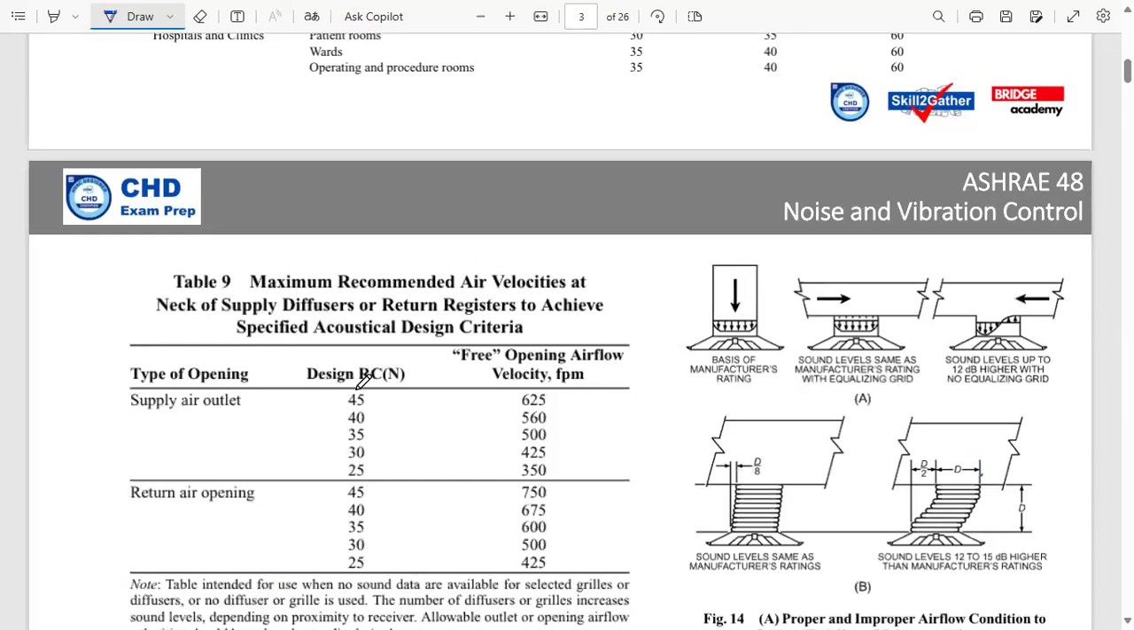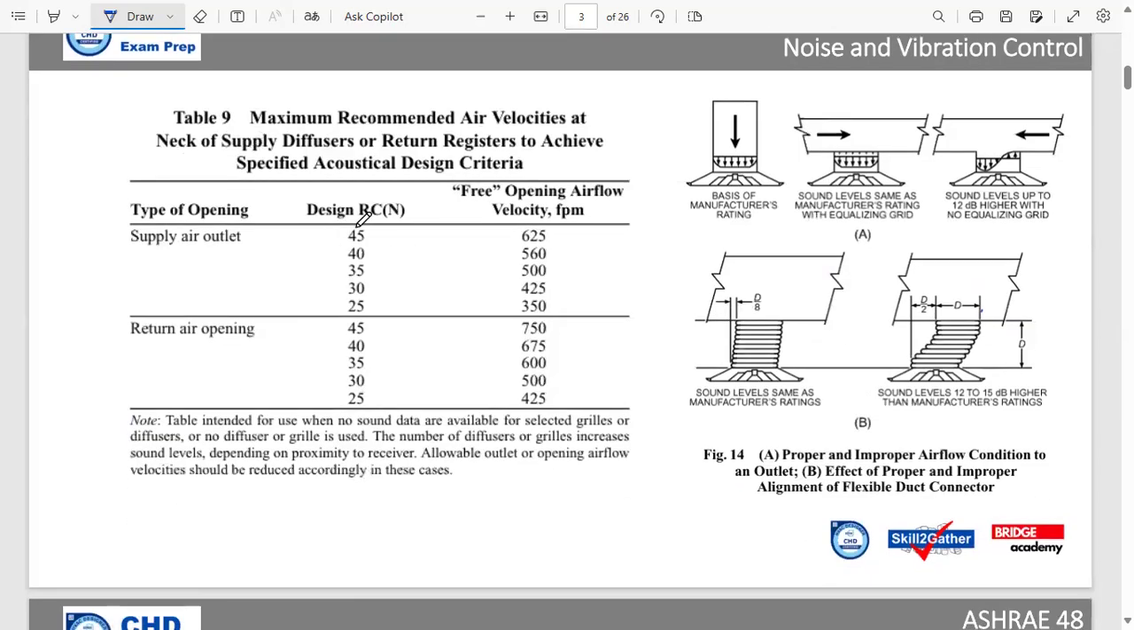Now, if you come to Chapter 9, we have a table. This table gives the maximum recommended air velocities at the neck of a supply diffuser or return grille to achieve a specified acoustic design criteria. For instance, this is our main duct here, and this duct is connected to this diffuser or return grille. We are talking about the velocity of this portion only, the neck only. We are not talking about the velocity of the main duct or branch duct.